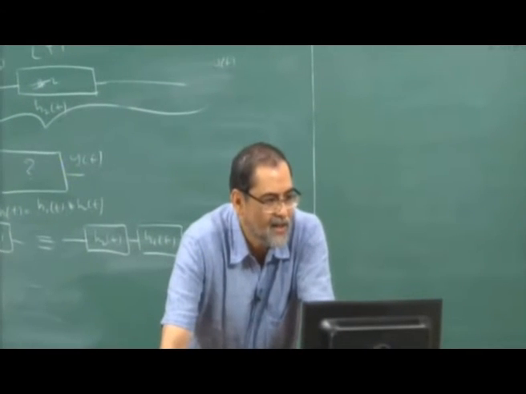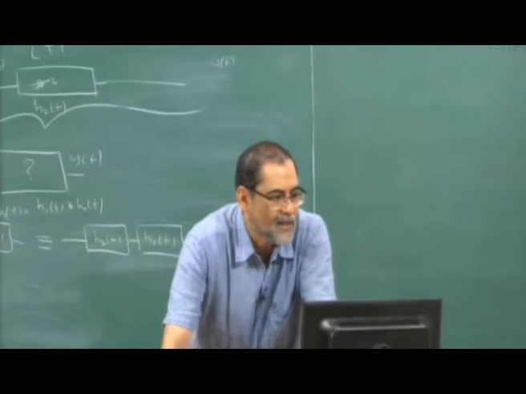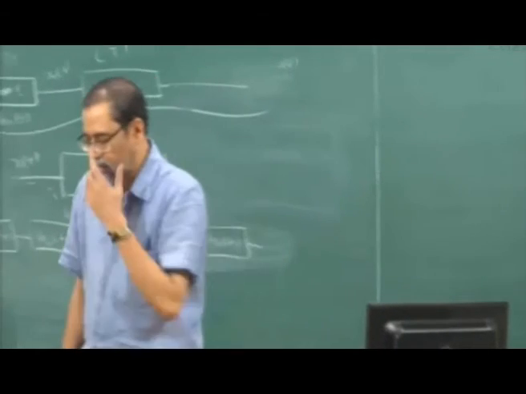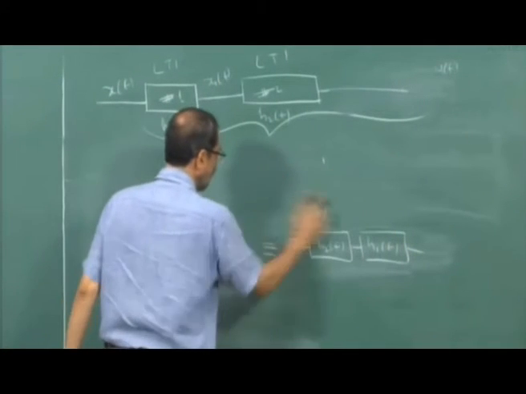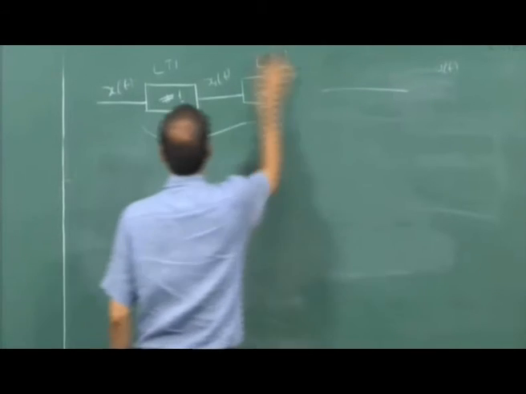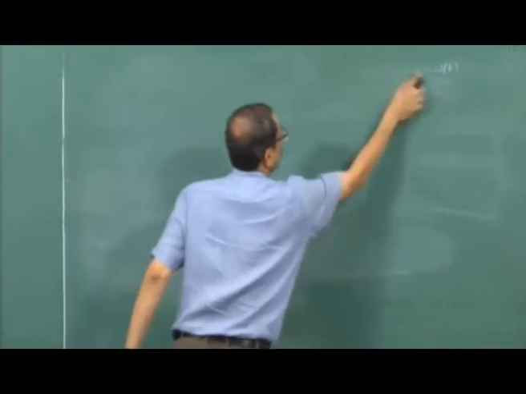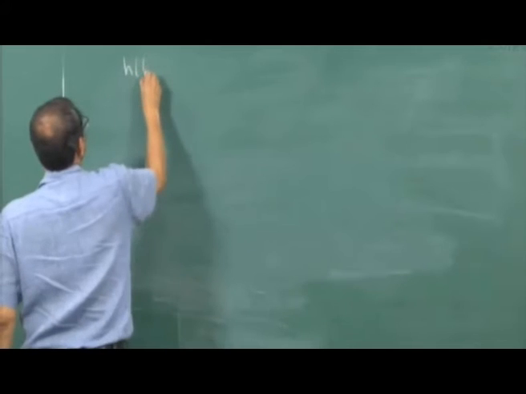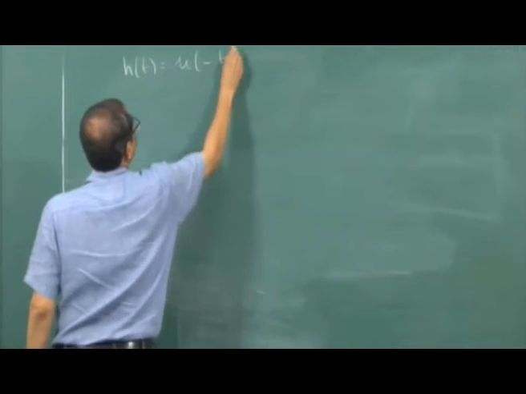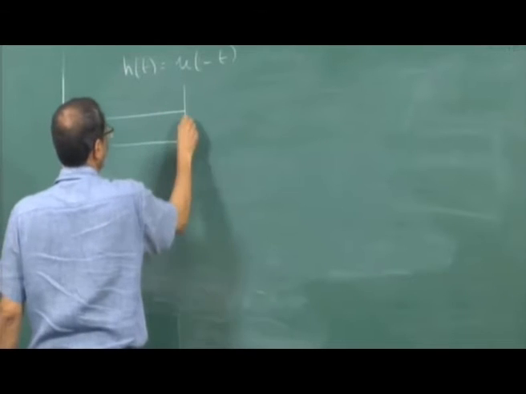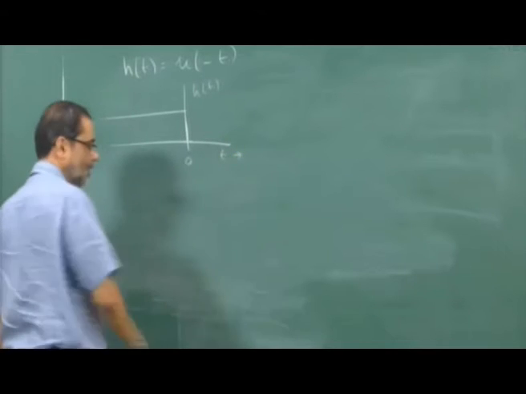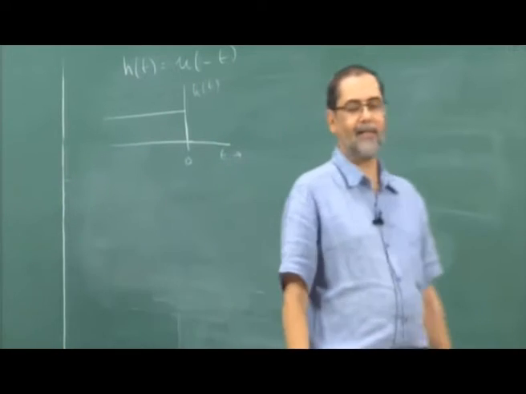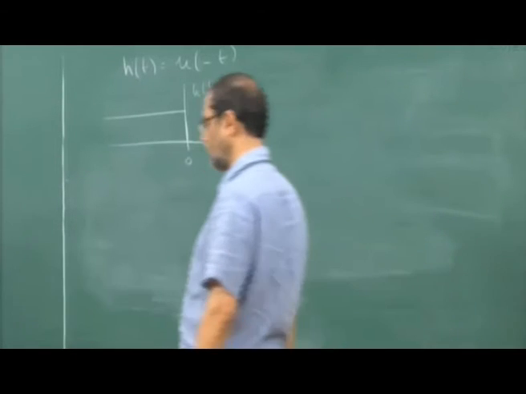Question from MCKV: it says h of t is u of minus t. Is it causal or anti-causal? I did not define what is anti-causal, so let me not bring in a new word. I'll just say causal or non-causal. But anyway, it's a good question. Given h of t equal to u of minus t, this is defined for t equal to 0 and for all negative values of t, less than 0.